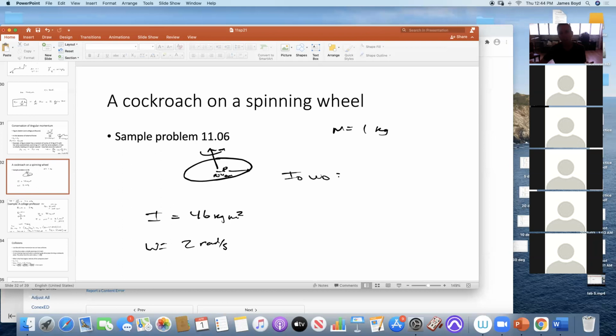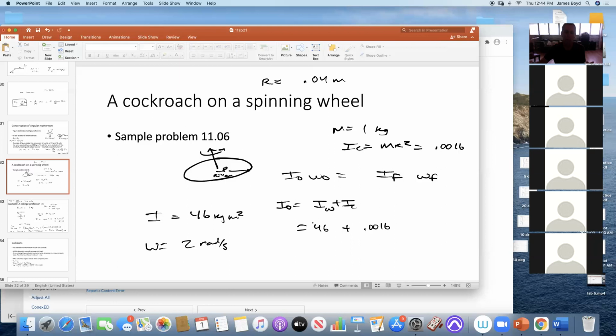So I initial omega initial is I final omega final. I initial will be I of the wheel plus I of the cockroach. So this is 46 plus what is I of the cockroach? Well, if R is initially 0.04 meters, then I C is m r squared, which is 1 kilogram times 0.04 times 0.04, so 0.0016. And if it's initially spinning at 2, then L initial is 46 plus 0.0016 times 2, which is about 46 times 2, 92.